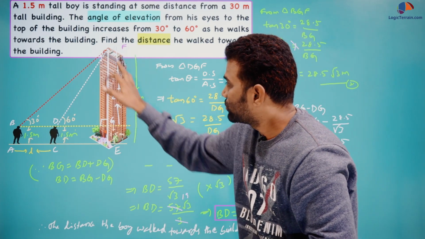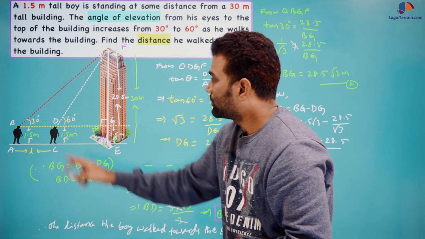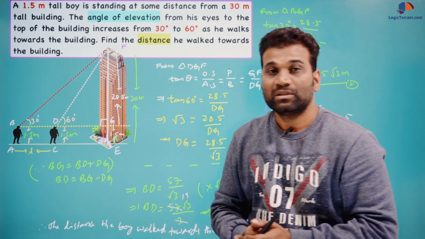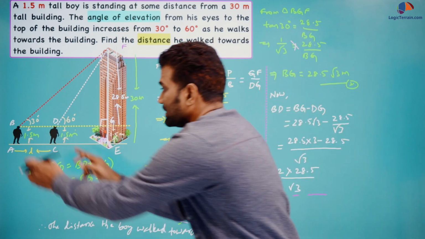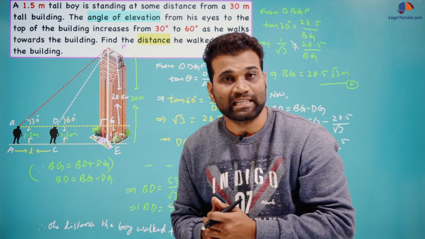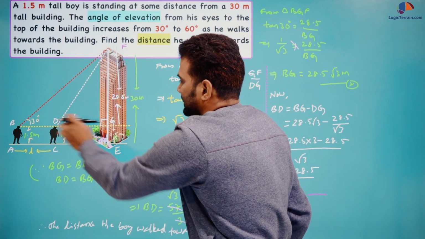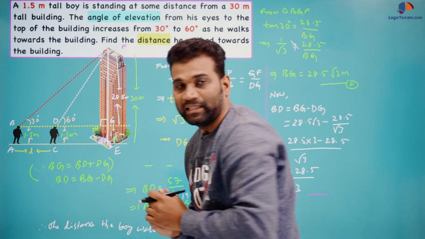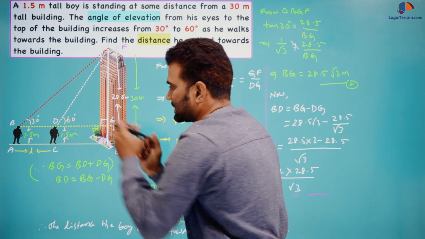So you can see two right angle triangles here. One is BGF, another one is DGF. What do we need to find? We need to find the distance he walked towards the building, that is this length. How will we get it? Simple. From the first right angle triangle, we will find this total length. Again by using the other right angle triangle, we will find this length.